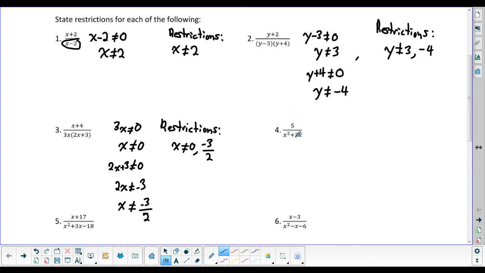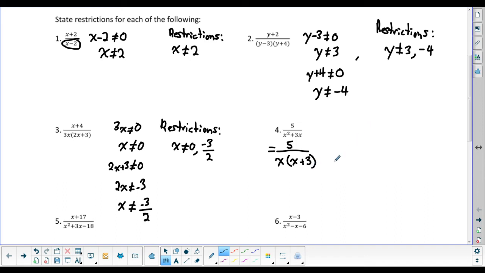So we need to rewrite this as some sort of multiplication, and to do that, we're going to need to factor. So in this case, it looks like we can common factor. So let's start by rewriting this. So the numerator stays the same, 5 over, and let's factor. What can we factor out of here? I think we can factor an x. So x plus 3.